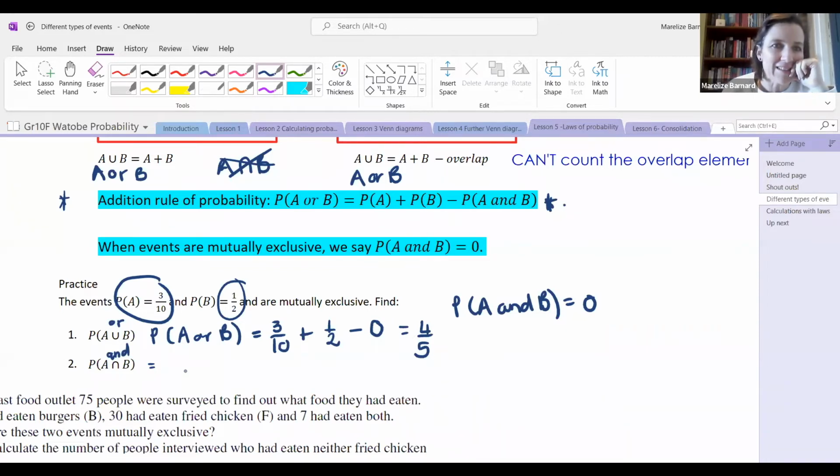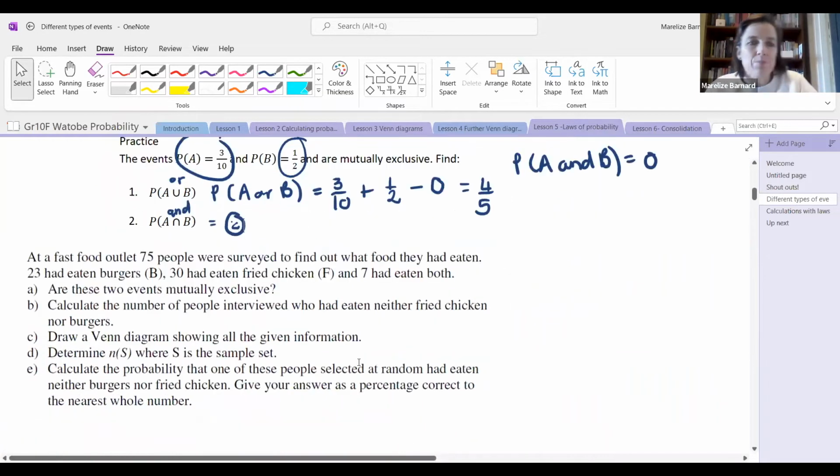Nice, that's right. Good stuff, guys. Yeah, it's 0. The events are mutually exclusive. So the probability of A and B is a big round 0. Okay.